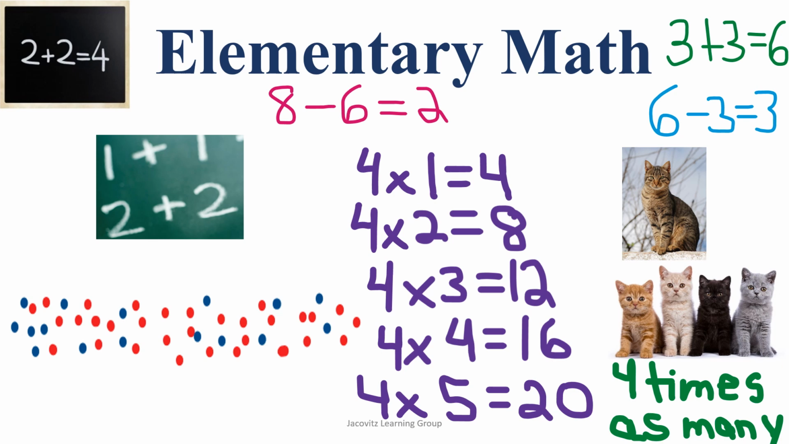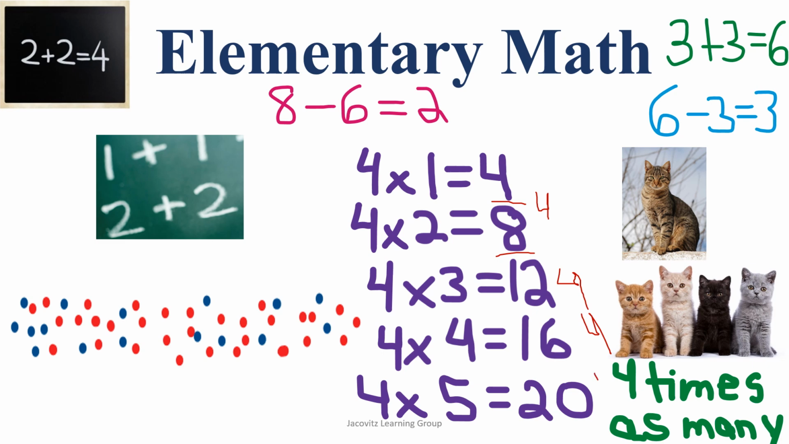So these are your 4 times tables, and if you notice, 4 times 1 is 4. 4 times 2 is 8. And if you could tell, students, each time the number increases by 4 in the 4 times table.